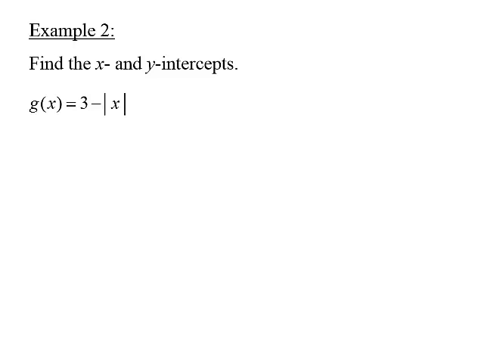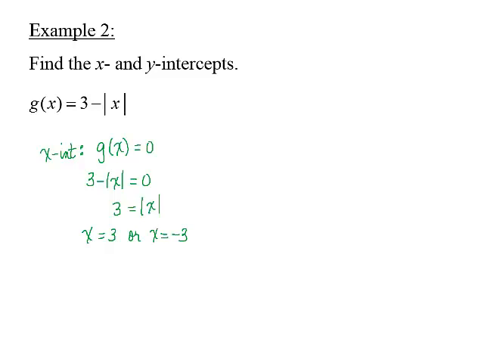In example 2, we have g of x equals 3 minus the absolute value of x. To find the x-intercepts, we let y equal 0, or g of x equals 0. This gives us 3 minus the absolute value of x is equal to 0. To solve for x, we're going to add the absolute value of x to each side to get 3 equals the absolute value of x. This is true only if x is equal to 3 or x is equal to negative 3. So our x-intercepts are the points 3, 0 and negative 3, 0.